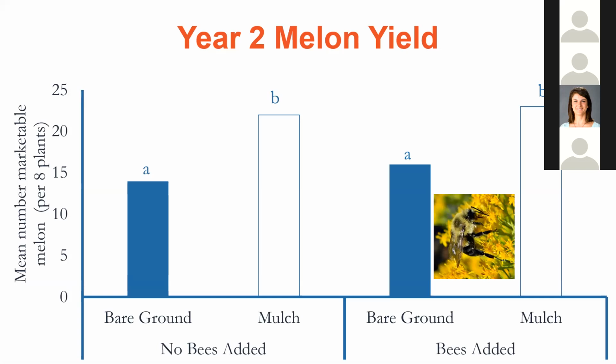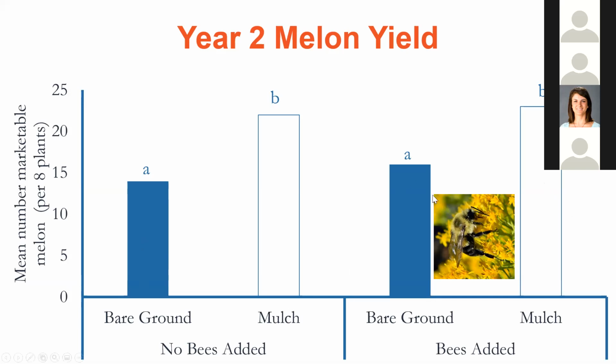So with the melon yield for year 2, this is just the mesh row covers. This is looking at the different ground covers, bare ground in blue and mulch in white, and whether or not we added bees. In the no bees added treatment, of course, that would have been open for the 2 weeks that it needed to be open for pollination.